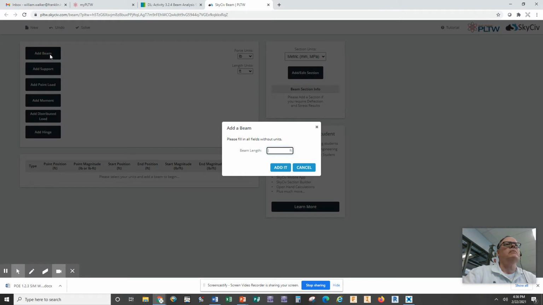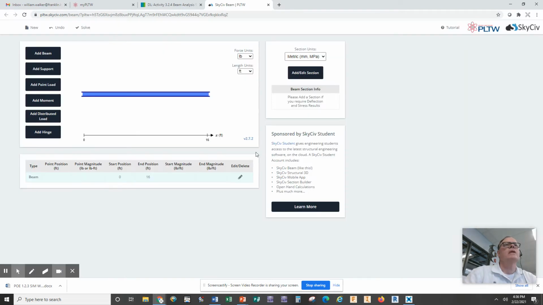Then you're going to add a beam, and you're going to tell me how long that beam is. Let's say 16 feet. There's your beam. Remember, we always add supports to the beam to hold it up. Otherwise, it's falling or floating in space.